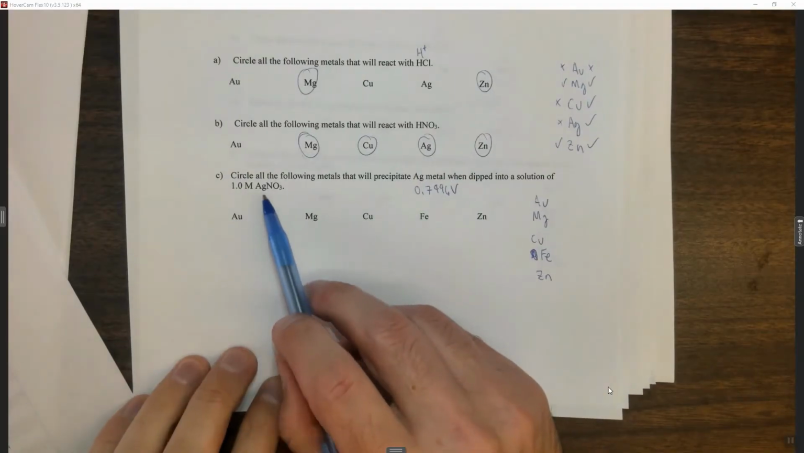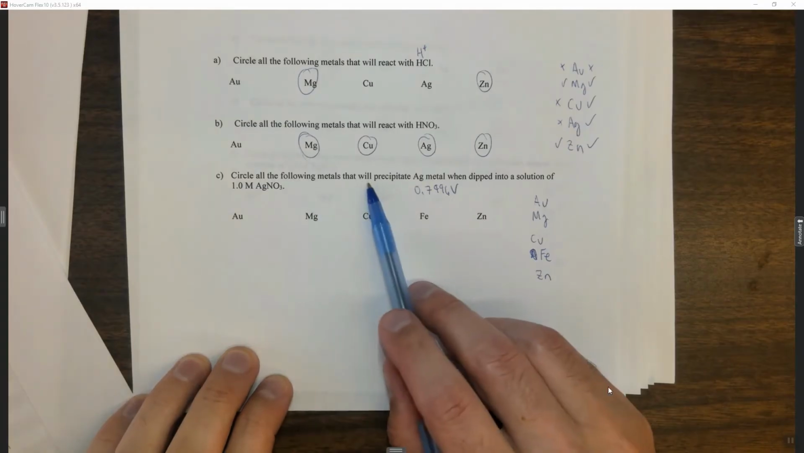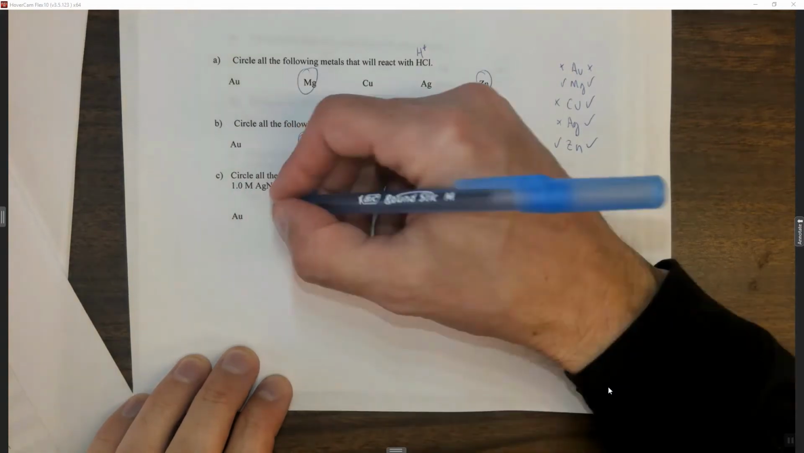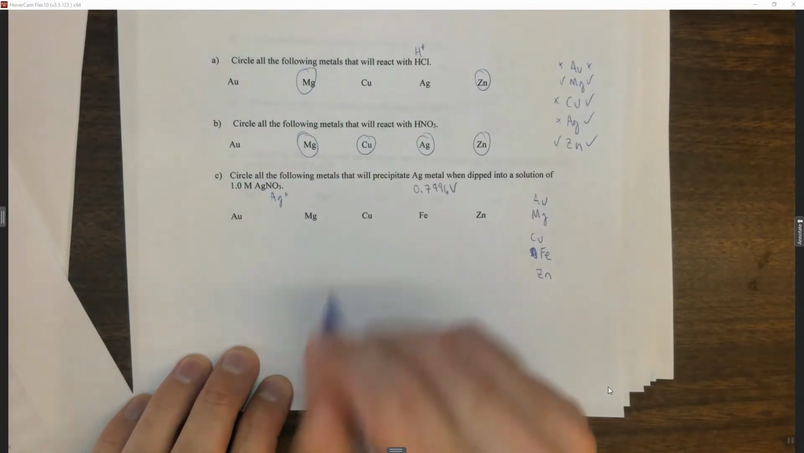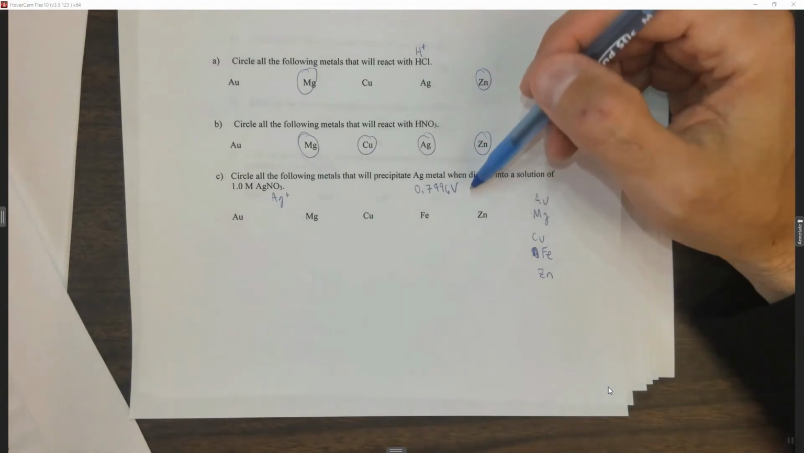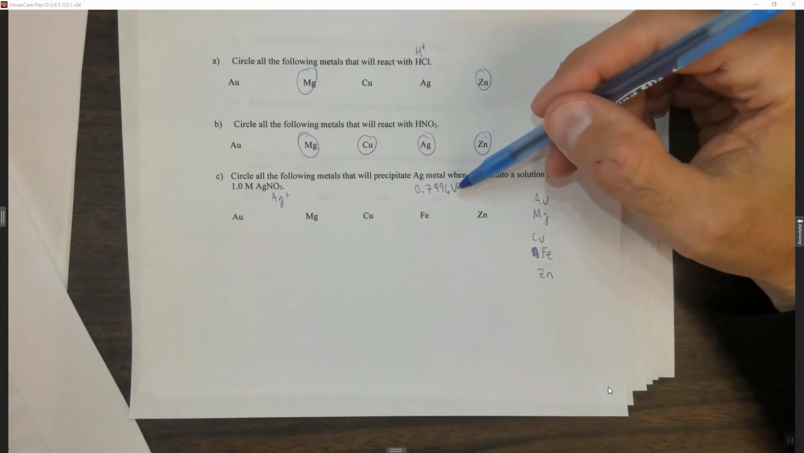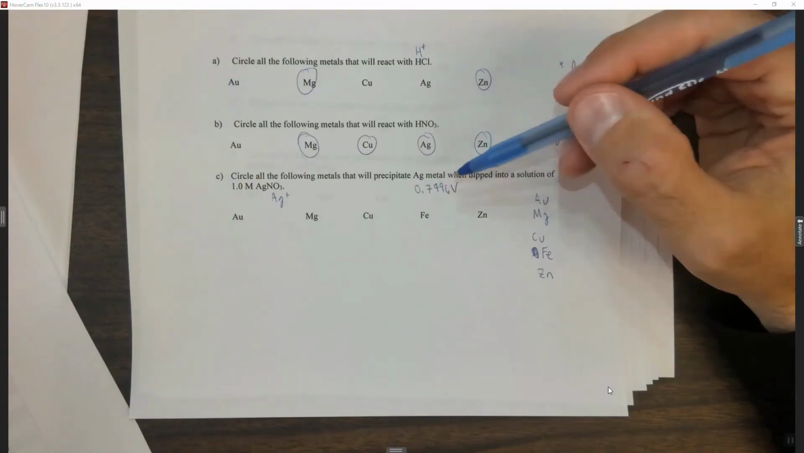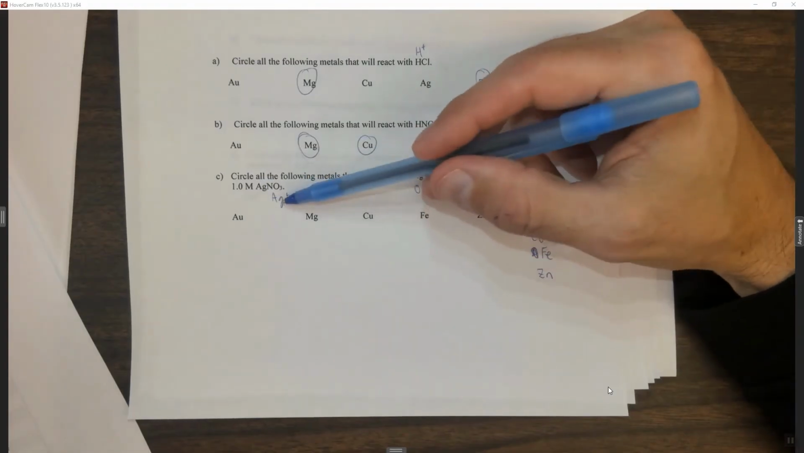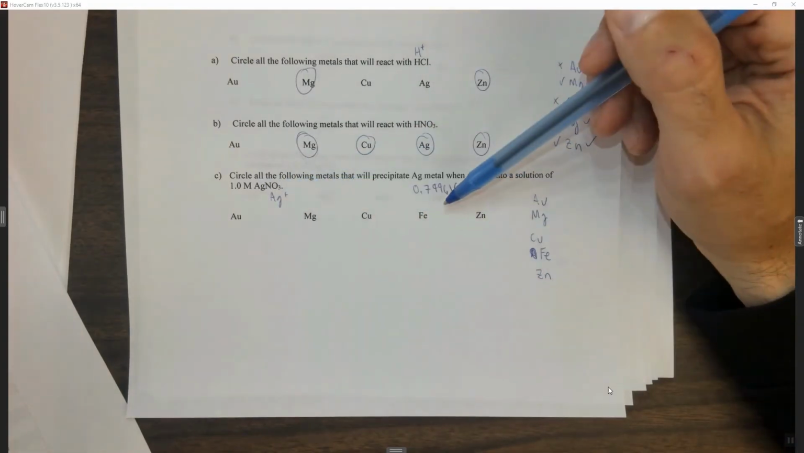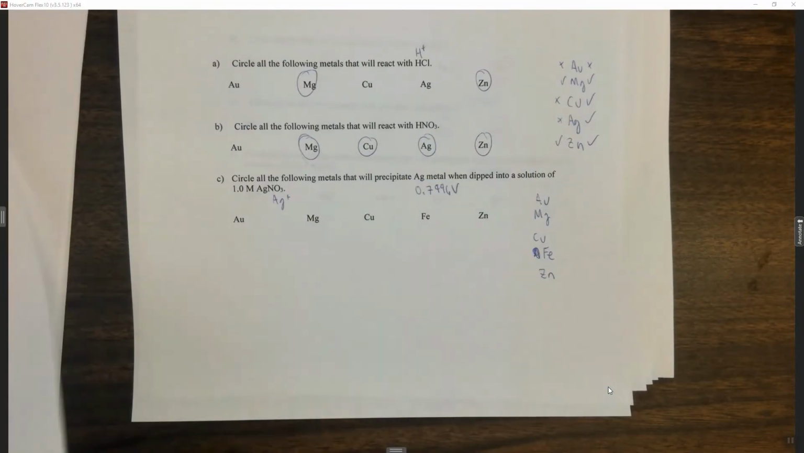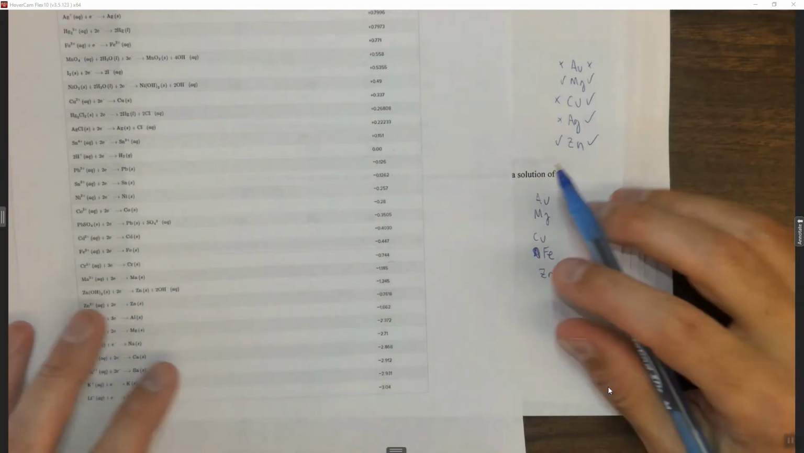So this last question is getting more at the metal activity series. It says, circle all the following metals that will precipitate Ag metal when dipped into a solution of 1.0 molar silver nitrate. So essentially you have a solution of Ag plus, and you want to know whether Ag metal will precipitate out. Well, what we really care about is the standard reduction potential of silver. Anything with a lower reduction potential than silver metal will precipitate silver metal when dipped into the solution of silver plus. Why? Because silver plus has a higher reduction potential. It will take an electron away from any of these metals that have lower reduction potentials, so that are lower on the list than the silver.